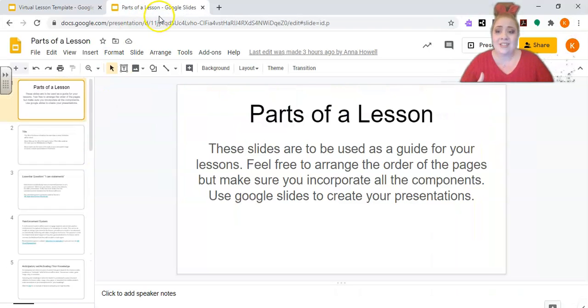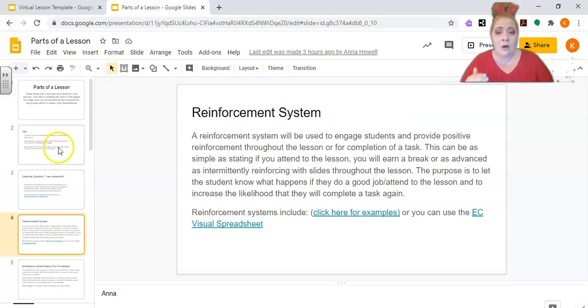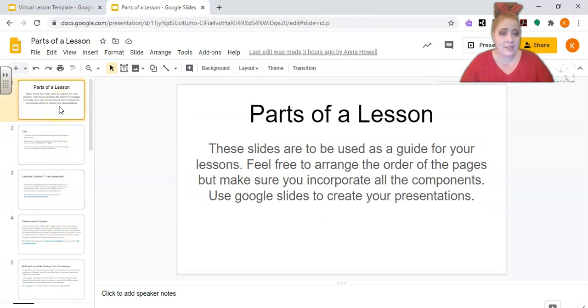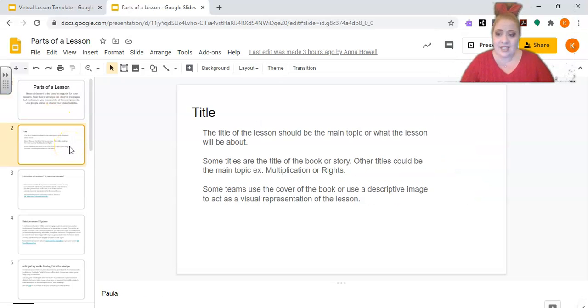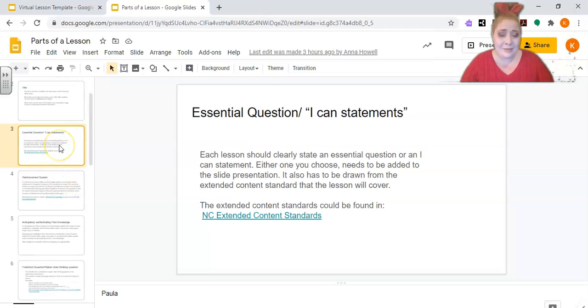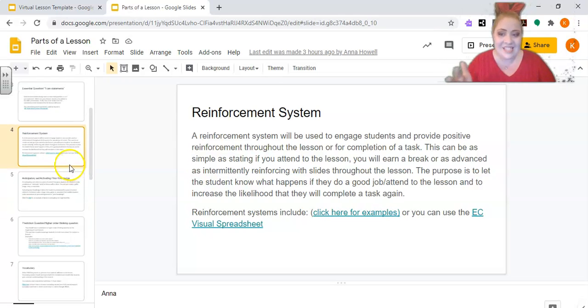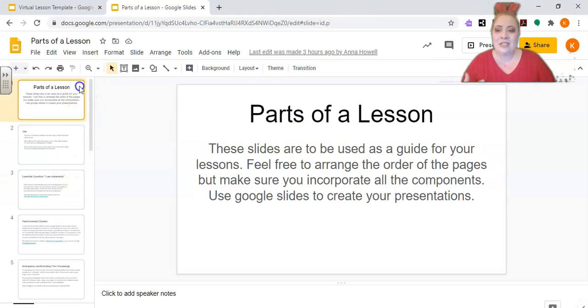Also, I want to bring your attention to this presentation, the parts of the lesson that we created for you. This goes piece by piece and tells you all of the required components for your virtual lesson as you're creating it, as you're presenting it, and it just explains what each of them are. Maybe you don't totally understand what an essential question is. That's okay. It's here. Maybe you don't understand why we do the reinforcement system. That's okay. It's here and it explains it for you. So please use these resources to help answer any of those questions.